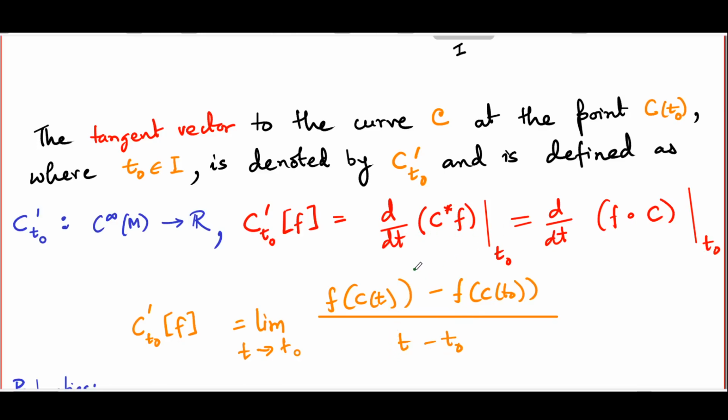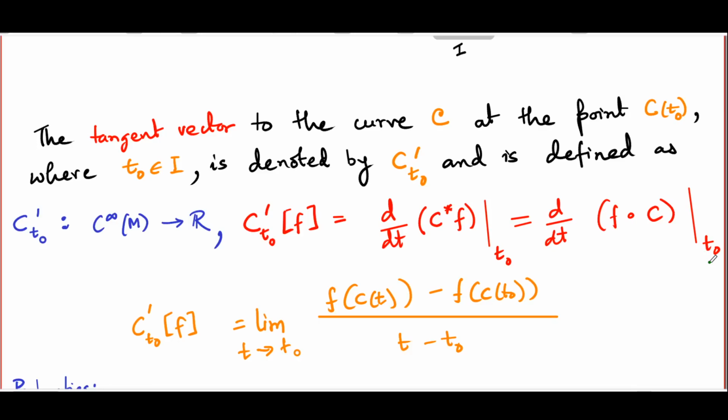Of course, a more formal way of defining this would be to say that this is nothing but the derivative of the pullback of the function, c star f, which is f composed with c, a function from the interval I to the real line, evaluated at the point t0. So basically what C prime t0 does is tell you how fast the function f changes at the point C(t0) of the curve when you move along the curve.